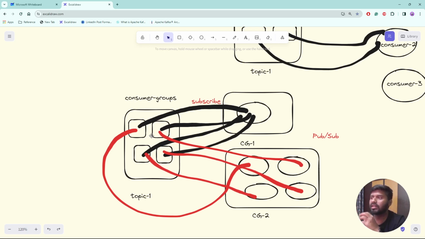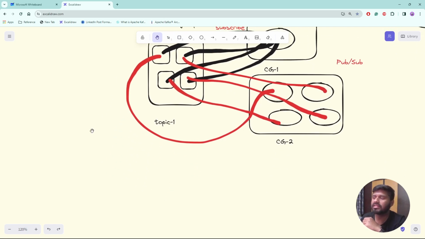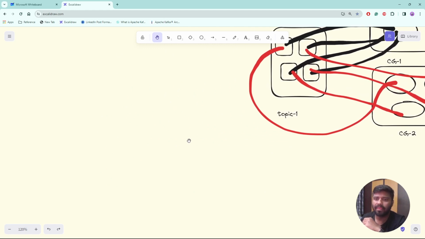So consumers subscribe to a specific topic, and based on that, the topic understands that it needs to send the information to this consumer as well, correct? This is a very important and interesting factor about Kafka.